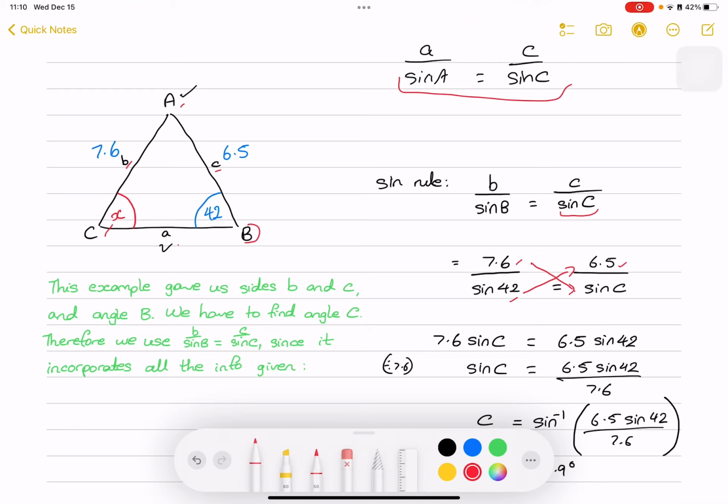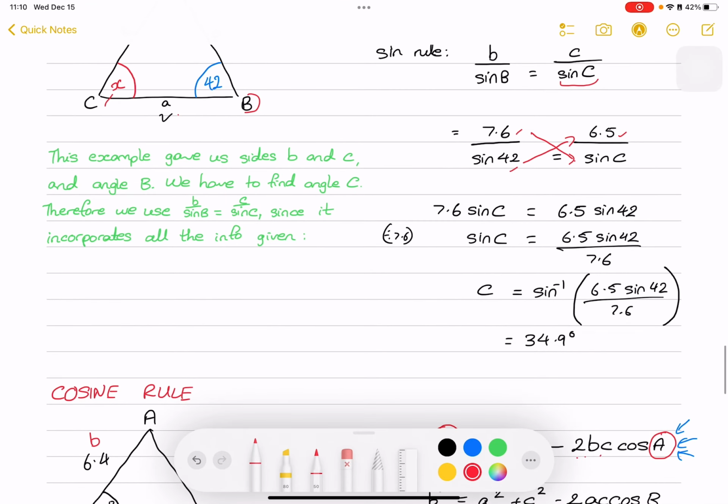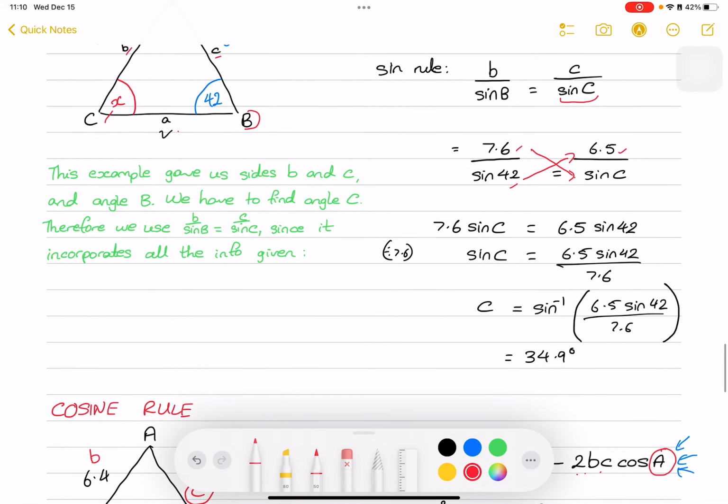Again, when we are faced with 2 fractions like this, it's always easier to cross multiply, numerator by denominator, numerator by denominator. So we end up with 7.6 multiplied by sine C is equal to 6.5 multiplied by sine 42. We have the 7.6 here that we don't want, so we can divide both sides by 7.6. So we end up with sine C is equal to 6.5 sine 42 over 7.6.